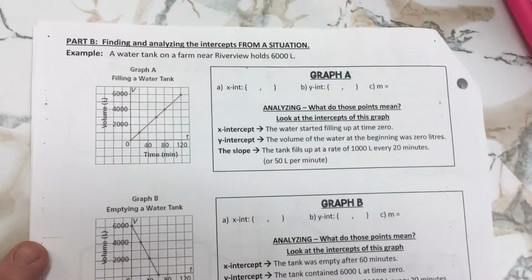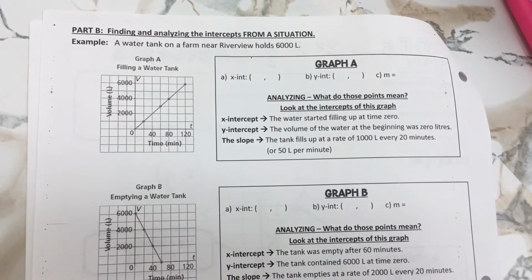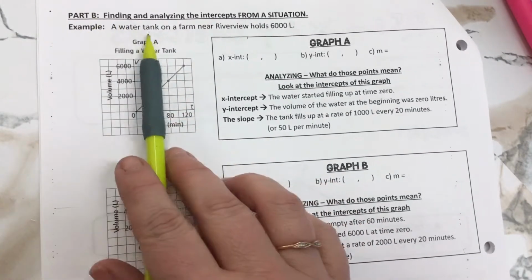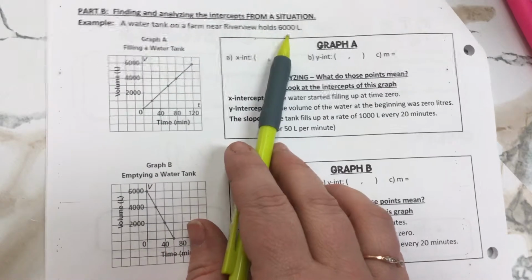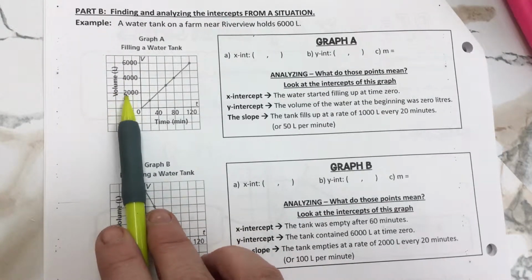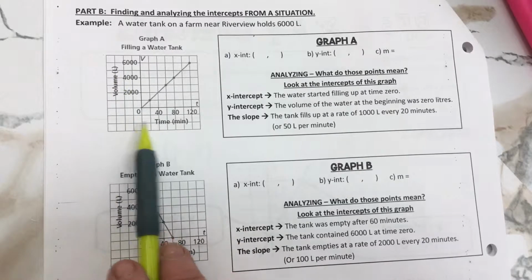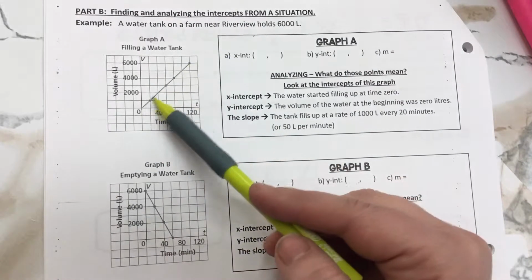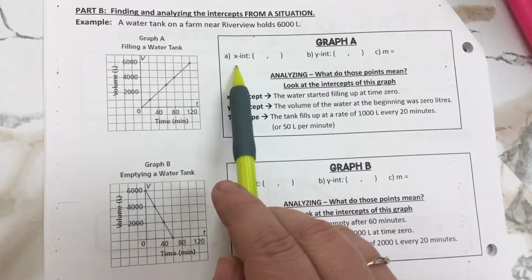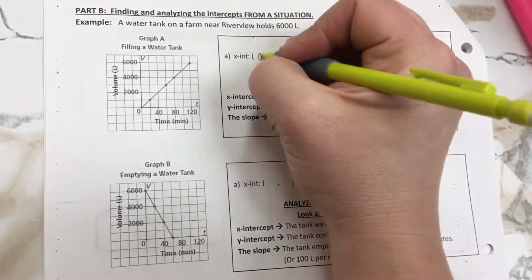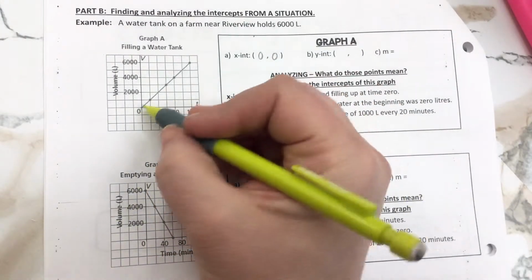So part B of this is being able to interpret and analyze the intercept from a situation. For example, a water tank on a farm near Riverview holds 6,000 liters. So if we're looking at this graph here, we notice that this is volume in liters, so 2,000 liters, 4,000 liters, 6,000 liters, and this is the time in minutes, so 0 minutes, 40 minutes, 80 minutes, 120 minutes. And this is our line that we're going to analyze. So here it's asking for the x-intercept. It only touches the line at 0, 0. And the y-intercept, same, it only touches it at 0, 0.